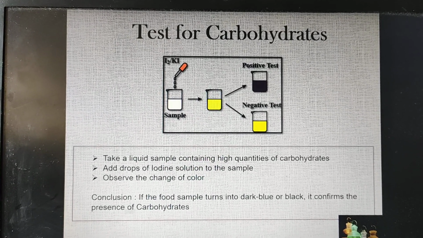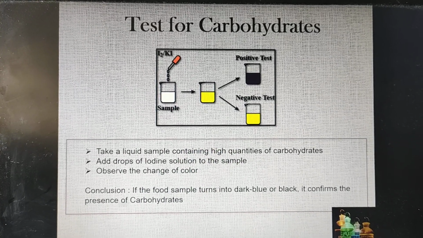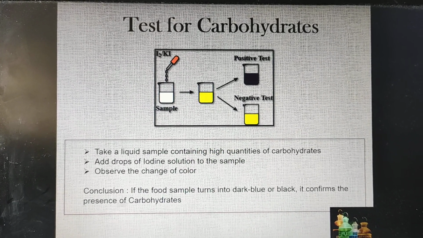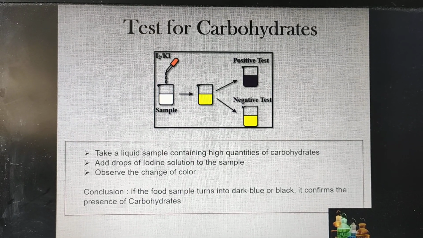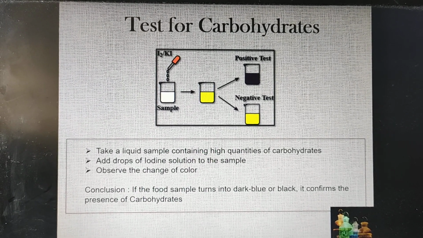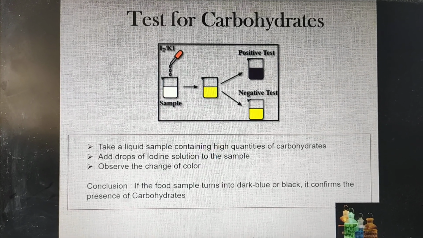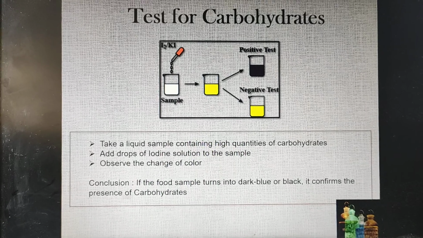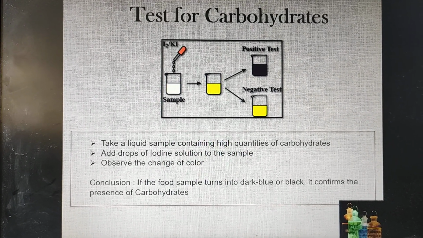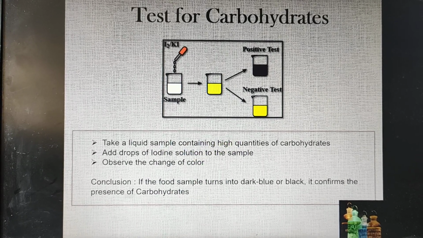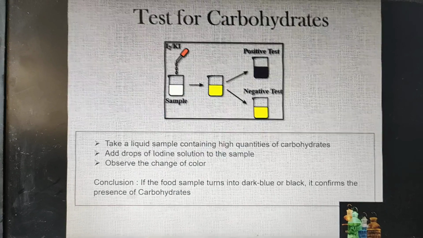We take the liquid sample and we just add drops of iodine solution to the sample, stir it for a while, and we observe a change in color. If the color of the sample changes to something like purple or deep blue or black, it confirms the presence of carbohydrates in a very high quantity in the food sample that we have taken. If the color does not change, it indicates that carbohydrates are present in very small quantity or are not available at all.